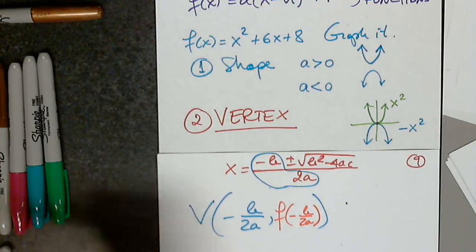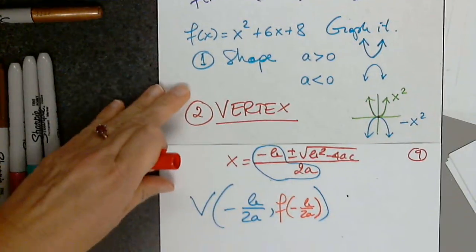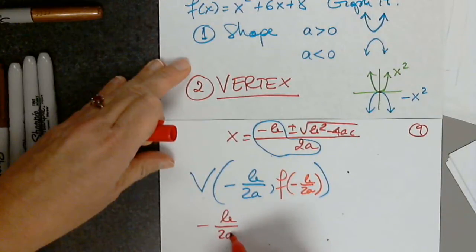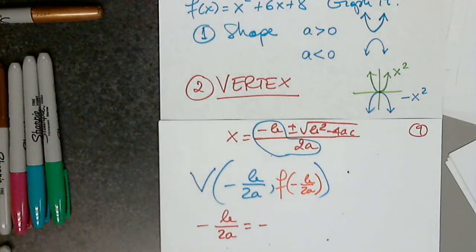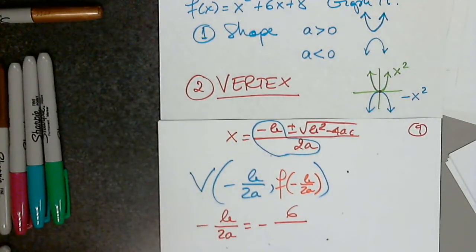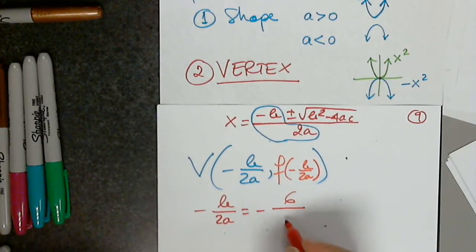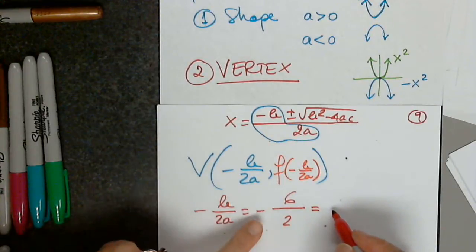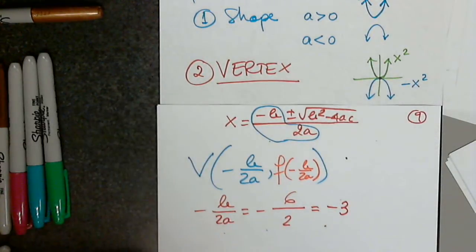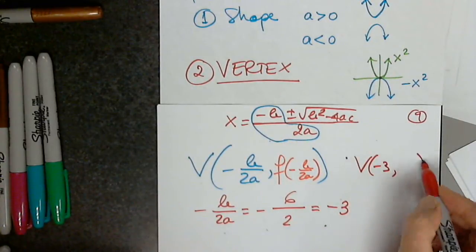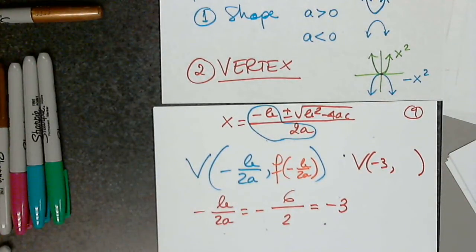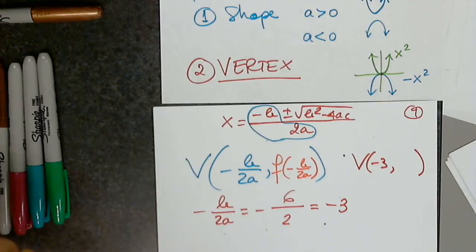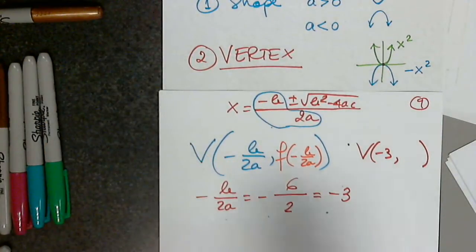Okay, so let's find now the vertex for this function. So negative b over 2a. Can anyone give us b? Perfect. Can anyone give us 2 times a? And the answer is? Very good. So I have the x-coordinate of the vertex. Now I need to determine the y-coordinate of the vertex. And you already told me what to do. You said plug it in. So I'm going to plug in negative 3.